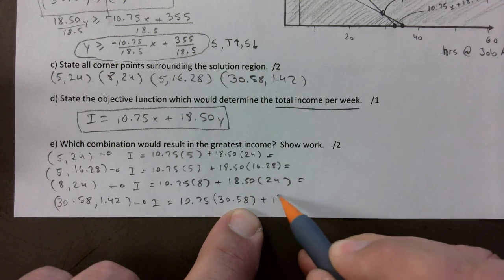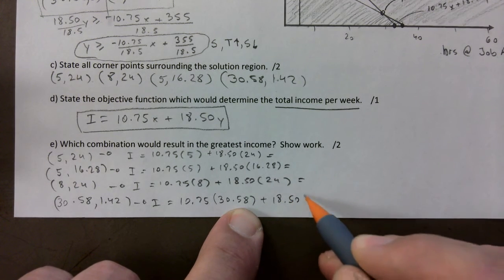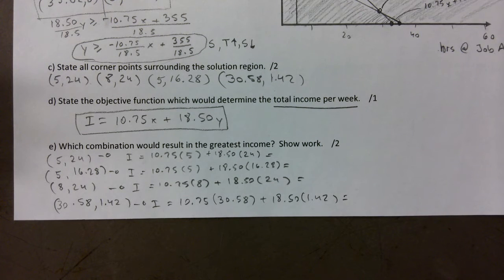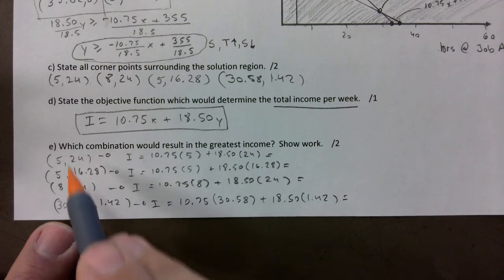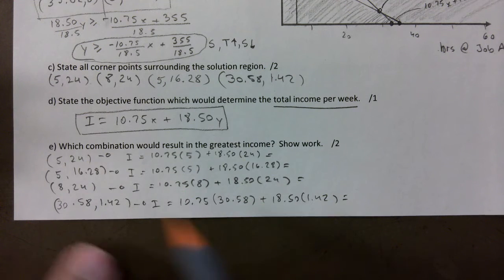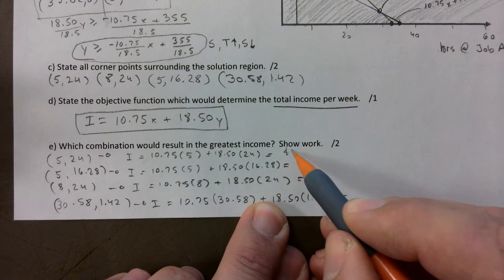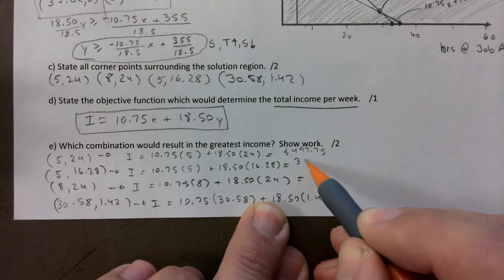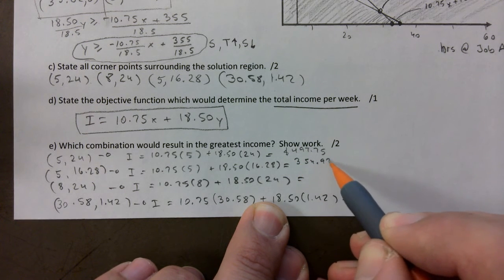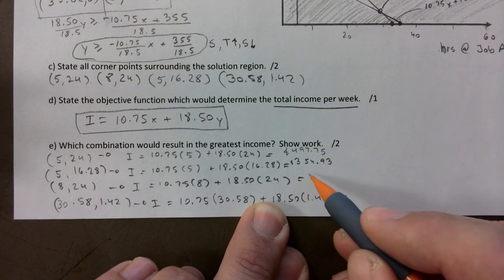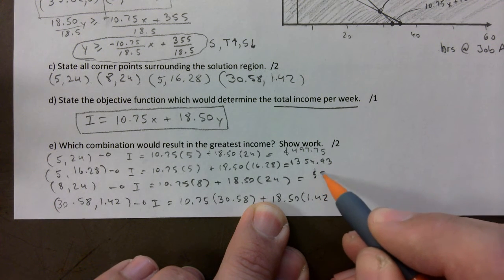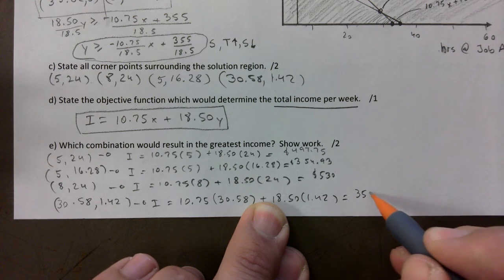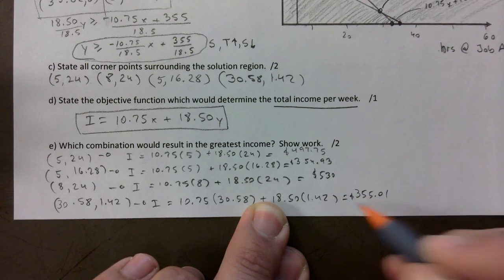I kept on telling you, write this down, didn't I? Okay. And so I'm just making sure I have this in the same order on my key. I do. So that's 497.75, 354.93, 530, and then it's 355.01.